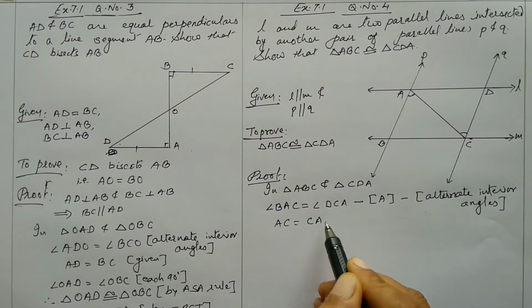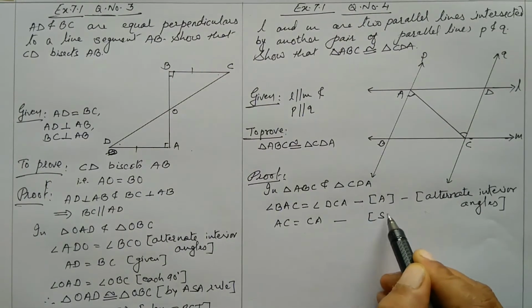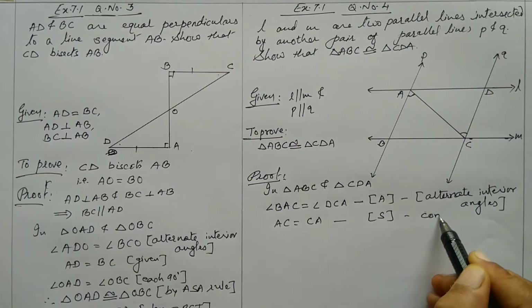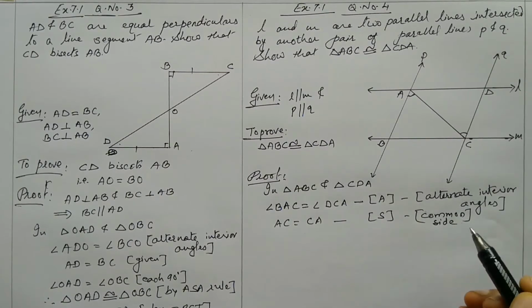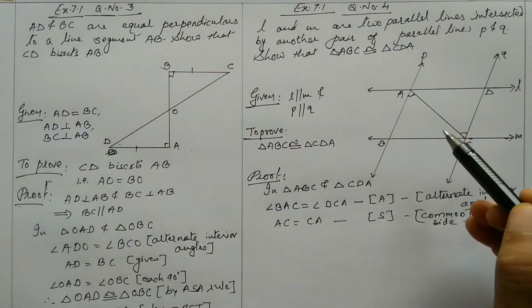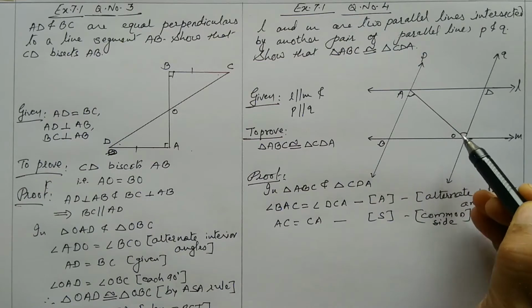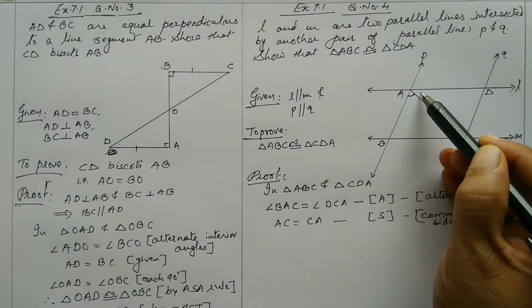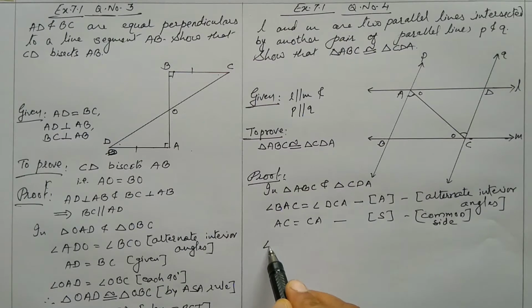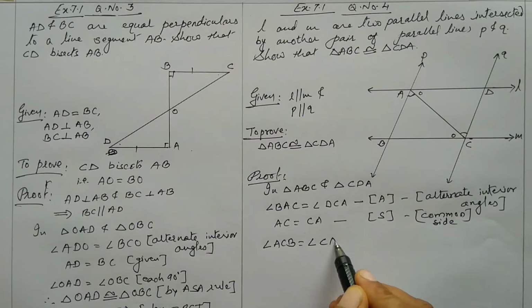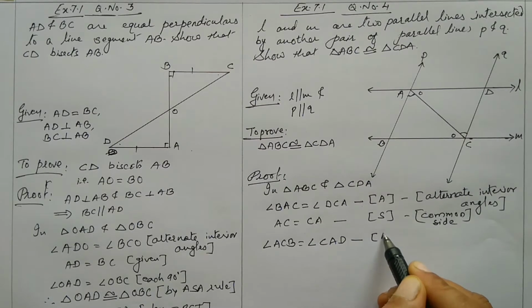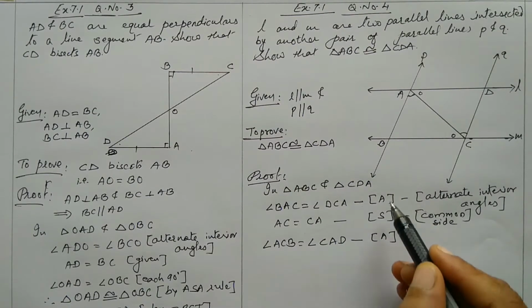Okay, then AC is congruent to CA, so common side. AC is equal to CA, so this is side. I will write S. So here I will write reason common. Okay, so it is a common side. And if we consider L is parallel to M, and if we consider AC as a transversal, then angle ACB, this angle, is congruent to CAD, this angle. So we will write angle ACB is equal to angle CAD. So one more pair of angle we got.